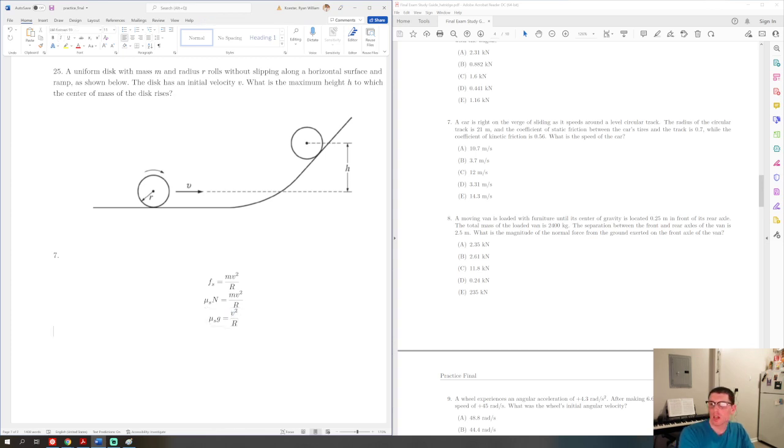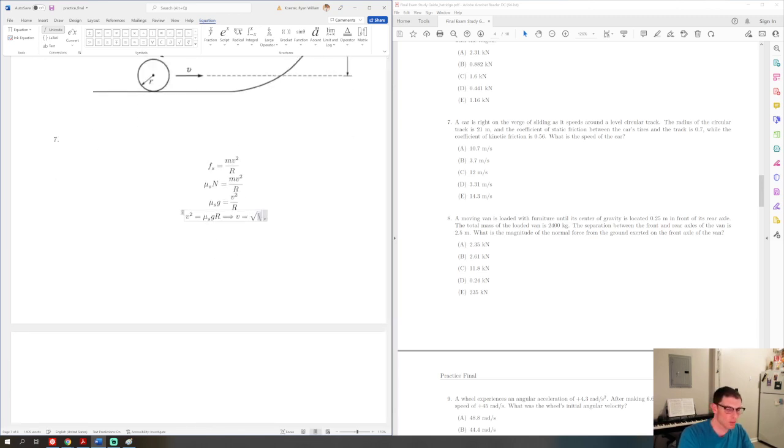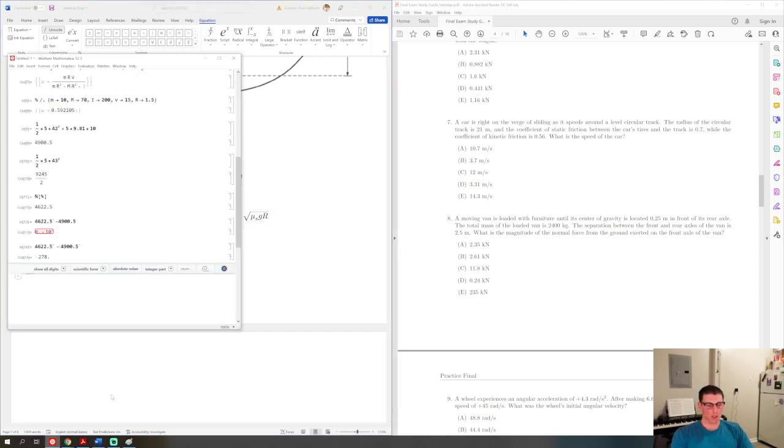And what we see is that v squared should equal mu sub s g r, right? Therefore, v equals the square root of mu sub s g r. I forget what the number was here, but we can calculate it pretty quickly. Twelve meters per second, so it should be C, right?